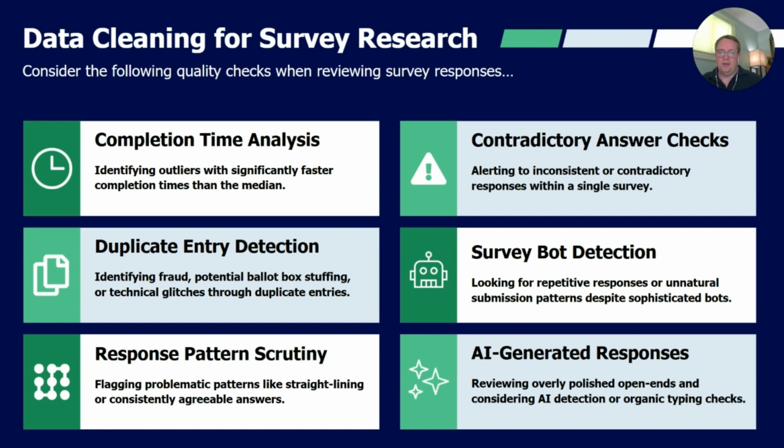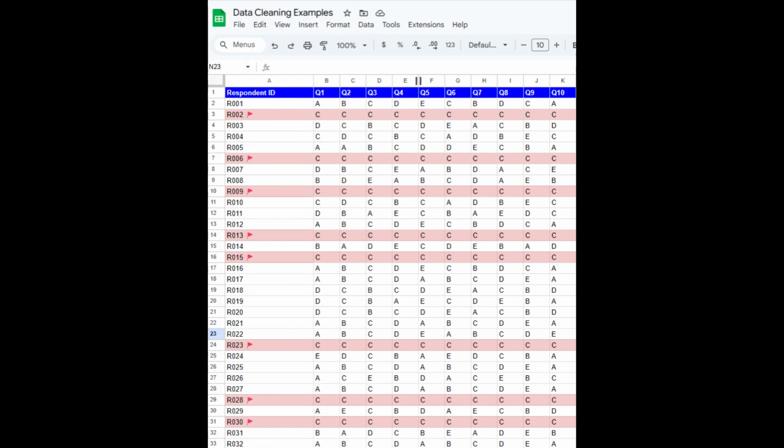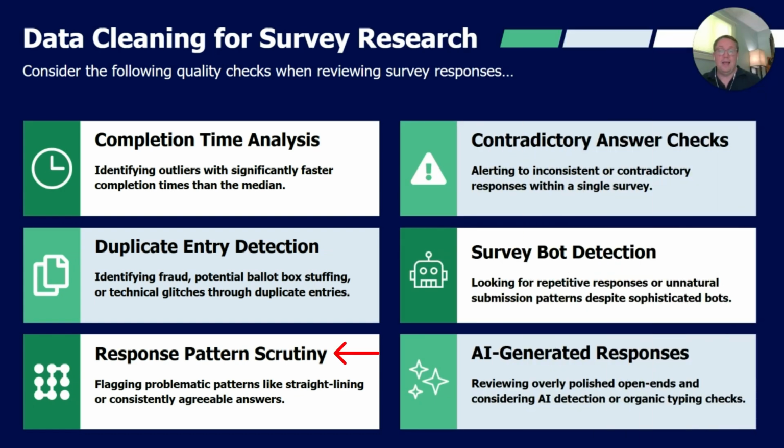Next up is the response pattern scrutiny. This is where you look at things like straightlining. Straightlining is when somebody answers the same way to a series of questions, and maybe you have a whole variety of agreement statements, and if somebody says strongly agree to all of them, that's definitely something that you want to flag and potentially remove, just for not being an attentive survey respondent. Satisficing is something that we also look for with response patterns. That's where you see people consistently providing positive or agreeable answers. So certainly something to keep an eye out for as you review the data.